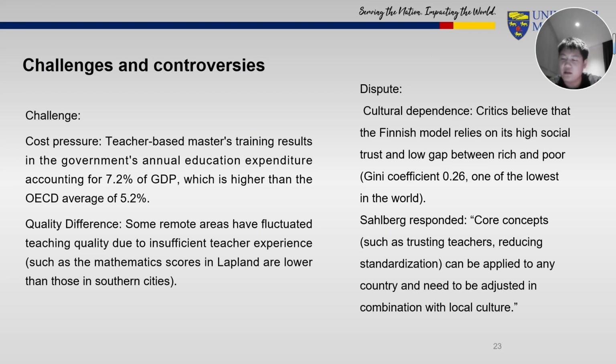The controversy mainly focused on cultural dependence. Some people believe that the Finnish model relies on its high social trust and low wealth gap. However, Sahlberg responded that its core concepts can be applied to any country, but need to be adjusted in combination with local culture.